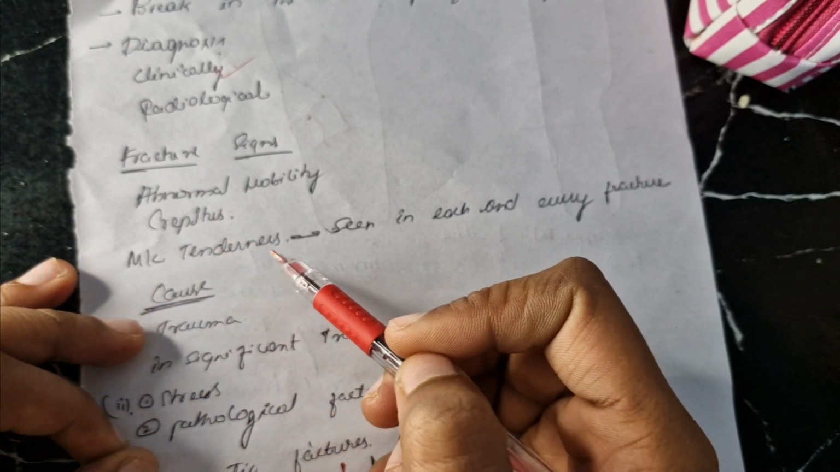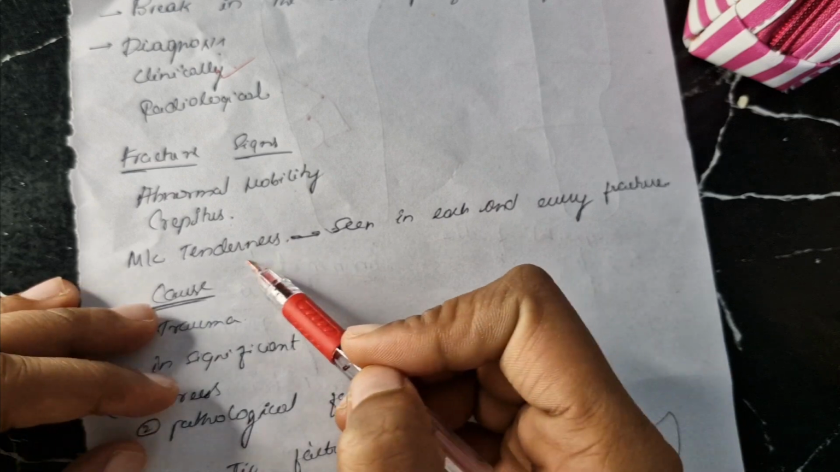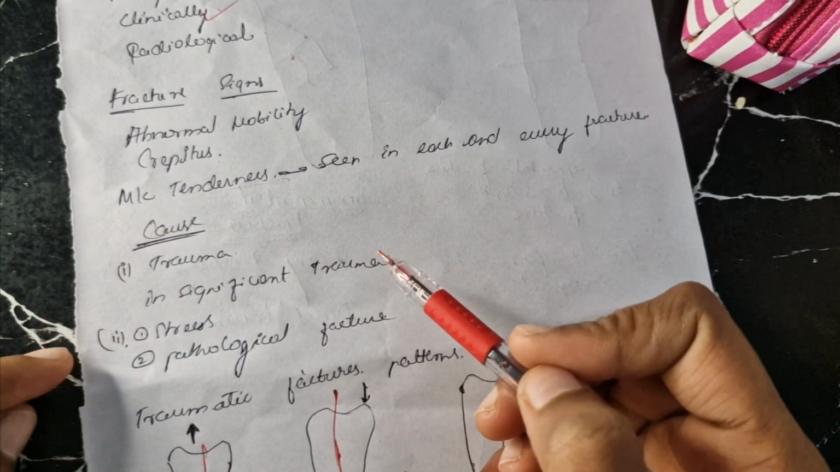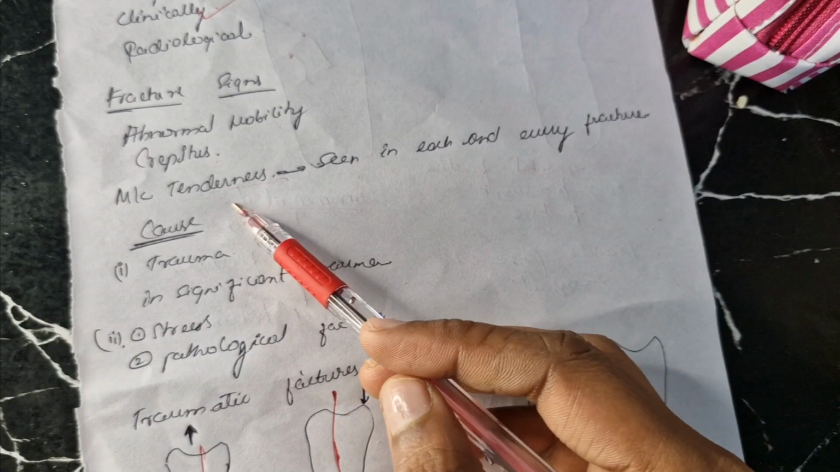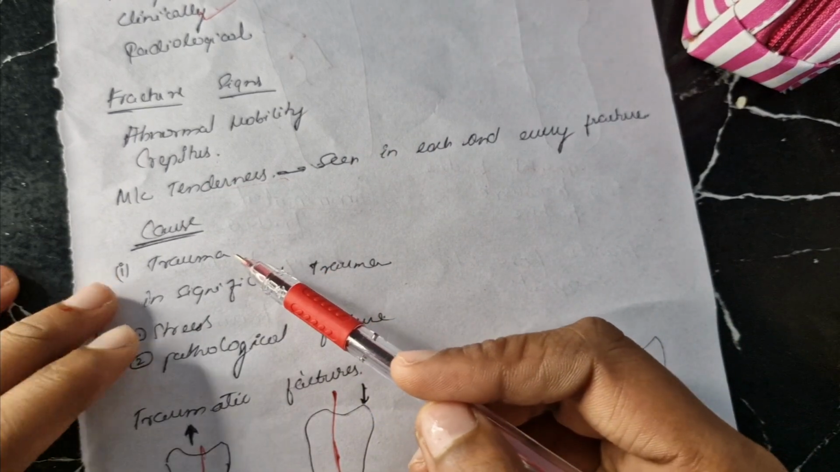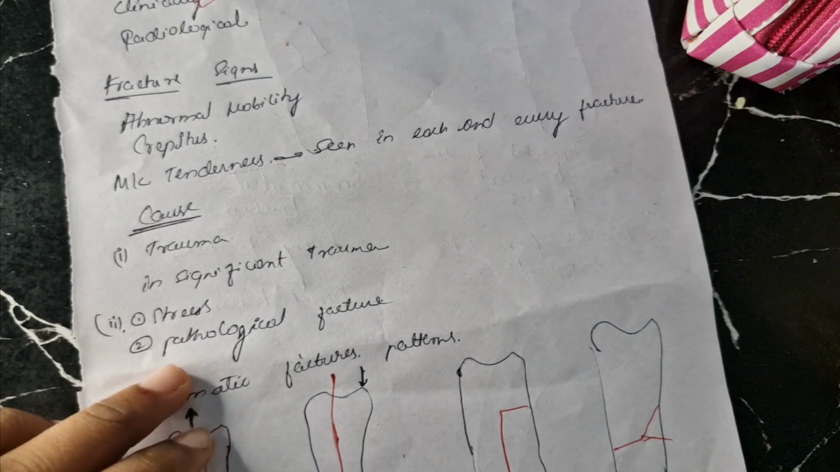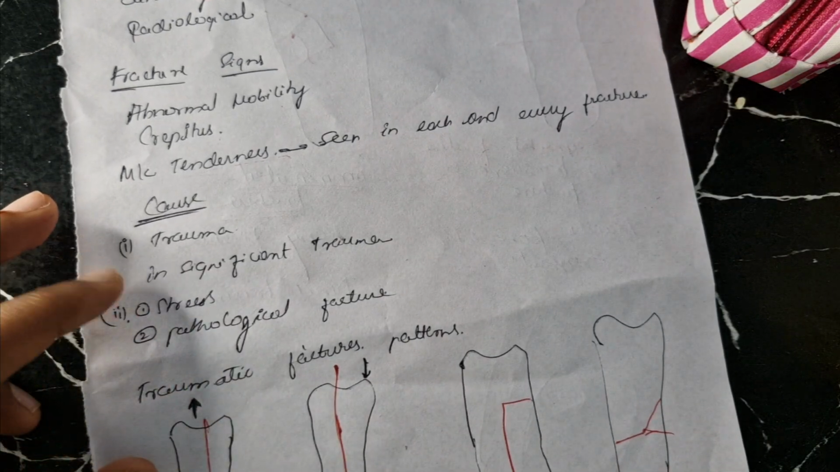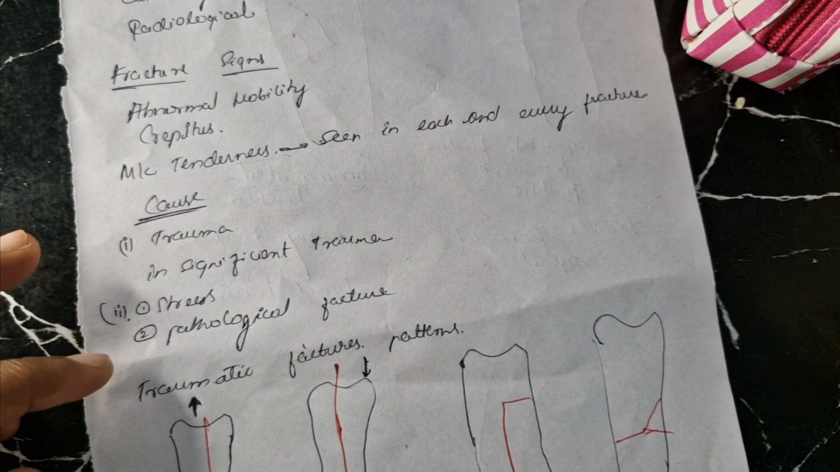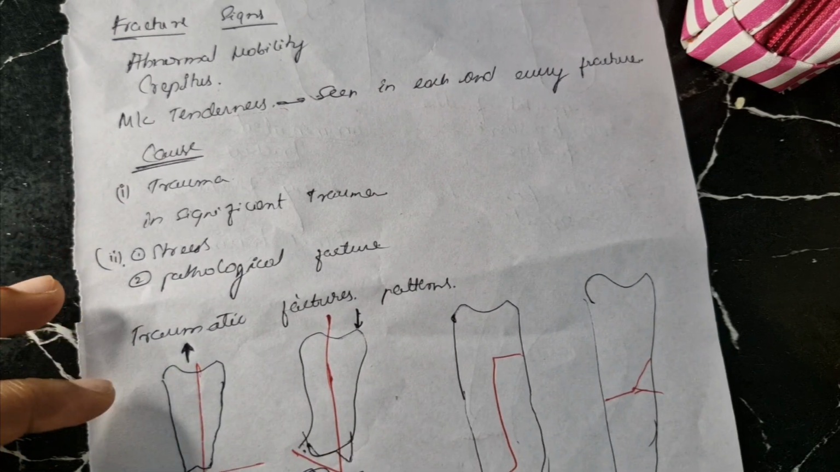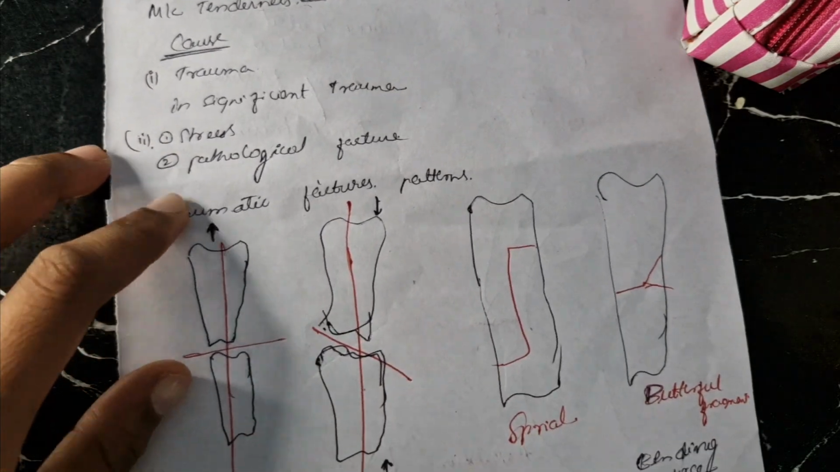Most commonly there will be tenderness, whatever type of fracture there may be, and pain. It's a sign felt by the clinician. The causes for fracture may be trauma, and there are also non-traumatic causes, those are stress and pathological fracture. In this video we'll be seeing the traumatic fracture types and patterns. In an upcoming video we'll be seeing non-traumatic types of fracture.